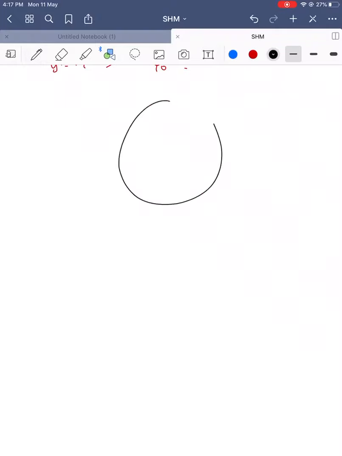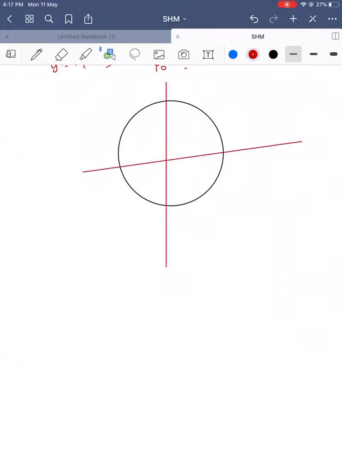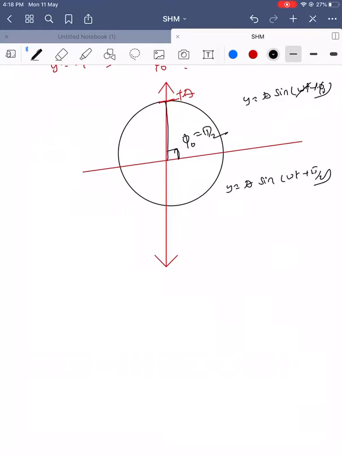I am drawing a circle, and in that circle y and x. Where is it now? It is at the positive extreme, plus a. Initially at t is equal to 0, this is the position, and this is the angle phi naught. So y is equal to a sin omega t plus phi naught. Substituting t is equal to 0, y is equal to a, so sin phi naught is 1, phi naught is equal to pi by 2. So y is equal to a sin omega t plus pi by 2, or we can write it as a cos omega t. So we can write these two.